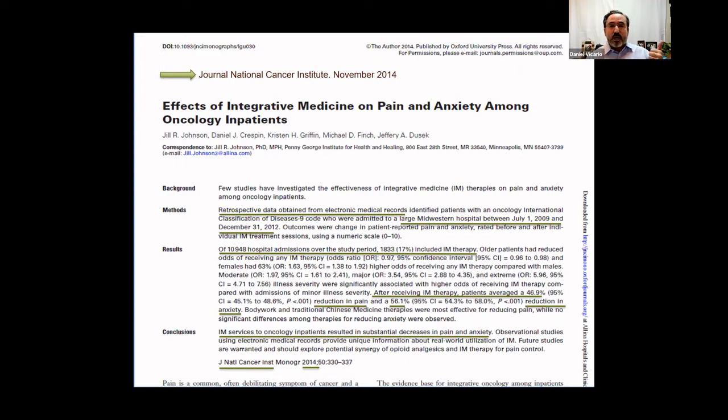And the therapies were body work, which was massage, craniosacral, and reflexology. There was mind, body, and energy work. And third, there was traditional Chinese medicine. And these are incredible results. After receiving these therapies, patients averaged a 47% reduction in pain. We're talking about cancer patients hospitalized with pain, and a 56% reduction in anxiety. So this is really an incredible study, and whenever you give talks to medical practitioners, medical docs, or anyone in the medical field, this is a great article to quote.